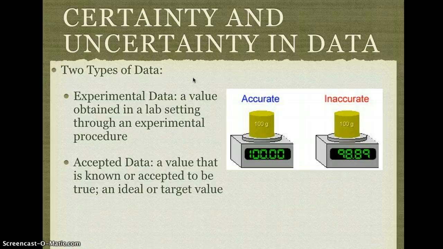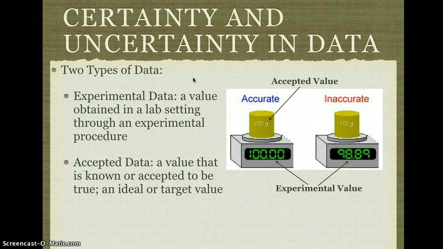Obviously, we have accurate and inaccurate. A 100-gram sample that we know is 100 grams, we test it on the scale, it measures up. So that means our experimental data is really matching the accepted data. On the other side, the experiment gives 98.89, that's off by more than a tenth of a gram, or I'm sorry, more than 1 gram. And that's showing that the experimental data is not close enough to the accepted data in that case. And so again, the experimental value is what we obtain, and the accepted value is what we already know to be true.